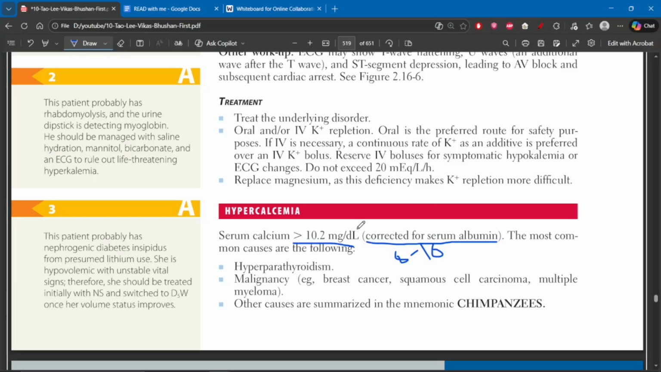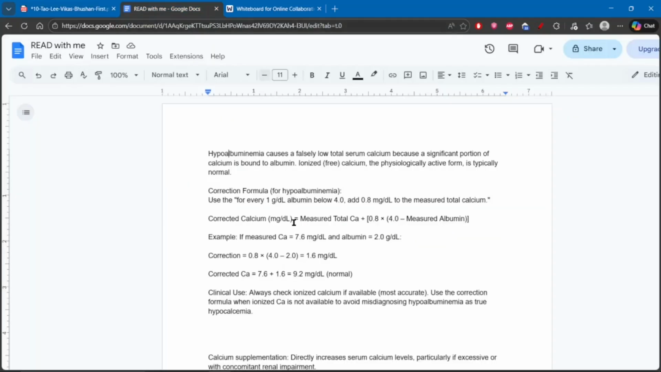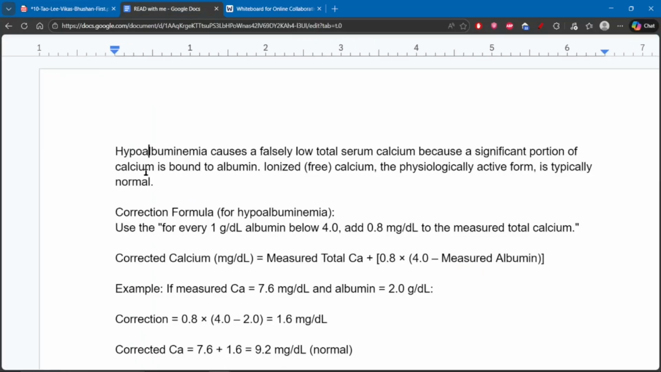Why is this written? What does this mean? Does anybody have any idea what this means? The correction for serum albumin. What this basically means is that hypoalbuminemia can cause a falsely low total serum calcium because a significant portion of calcium is bound to albumin. So the ionized free calcium, which is the physiologically active form, is typically normal.